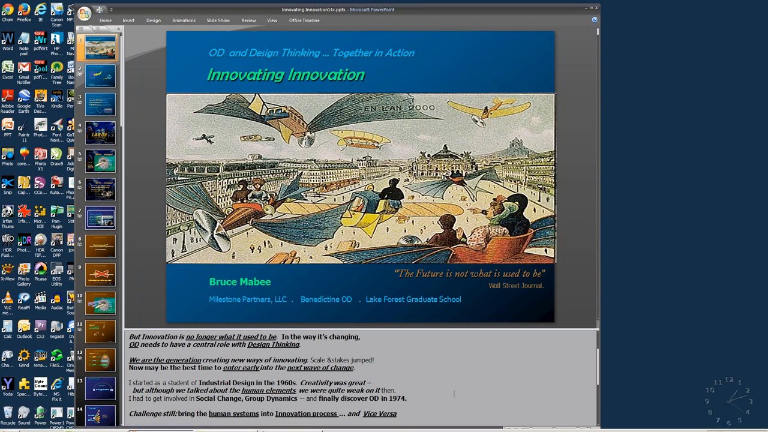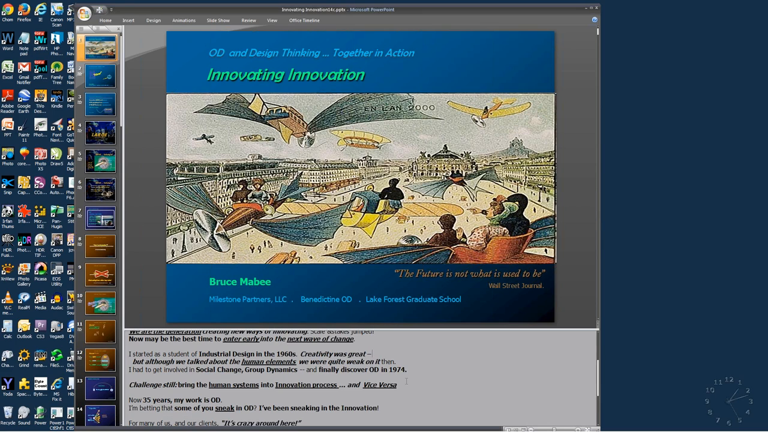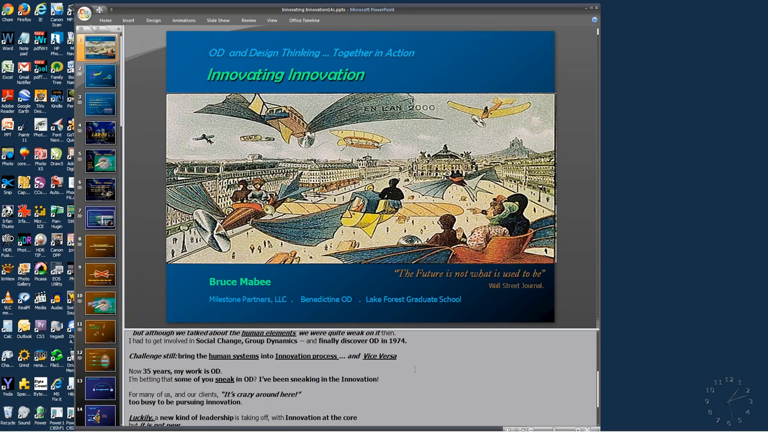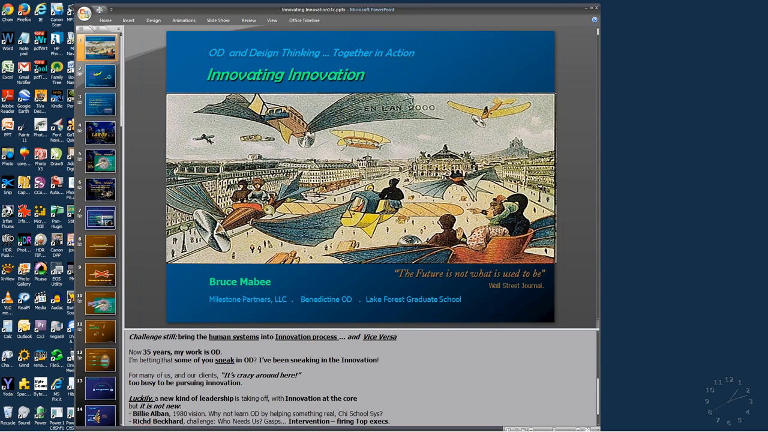And that challenge has not gone away. The challenge of having innovation fit with the human element of that, and both ways on that. The design fields are trying to get more and more human, and I believe the OD world can help them.